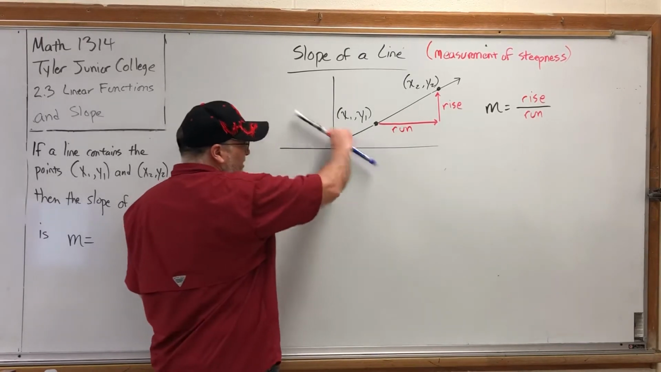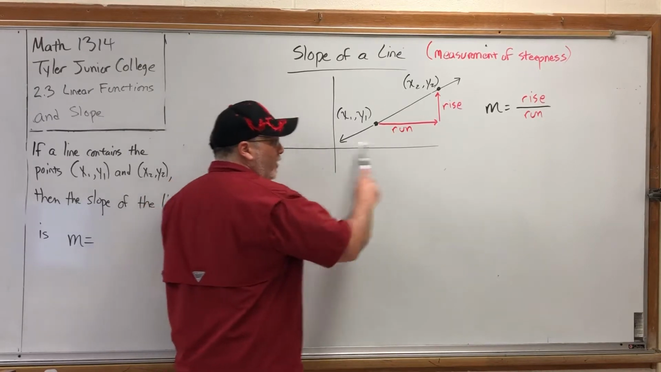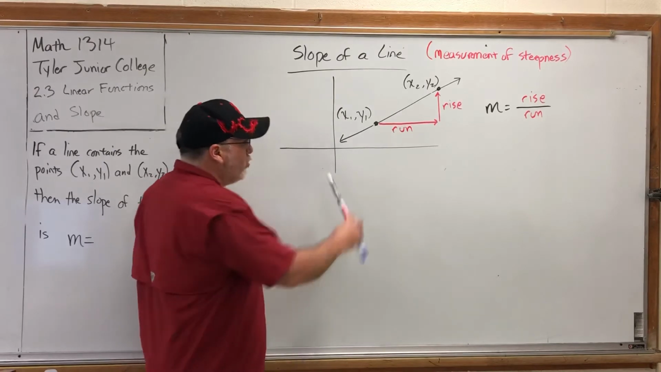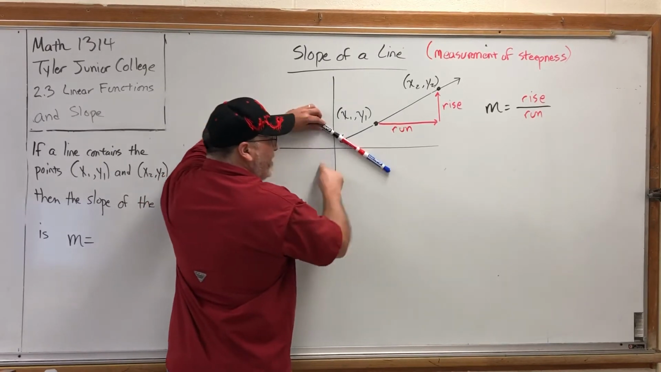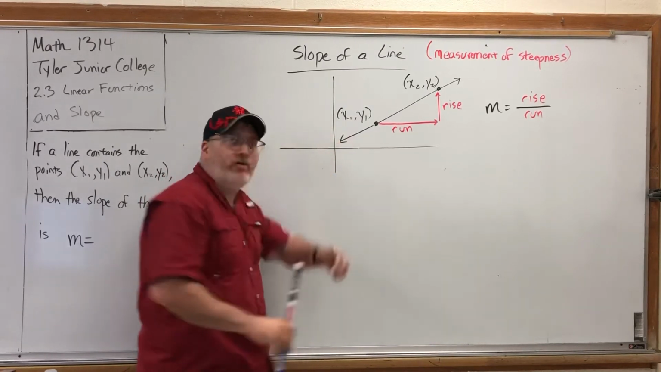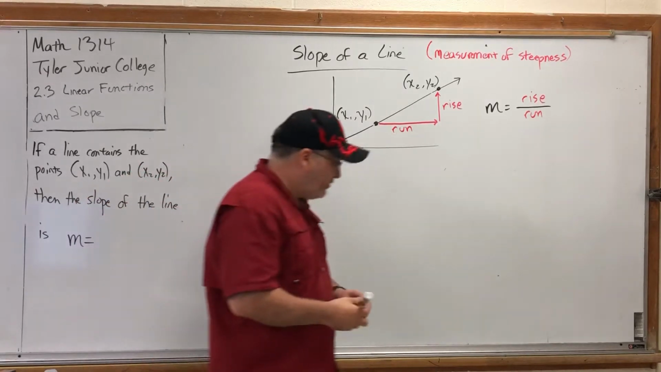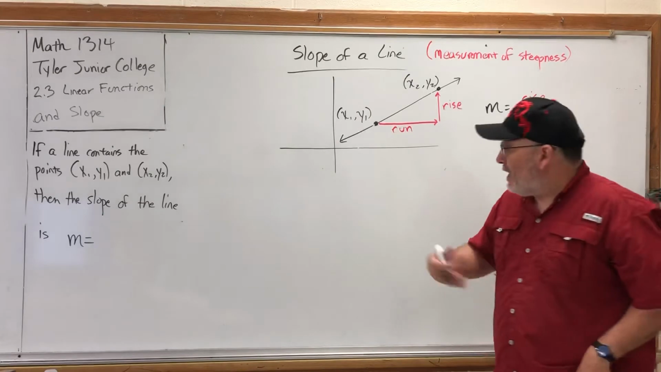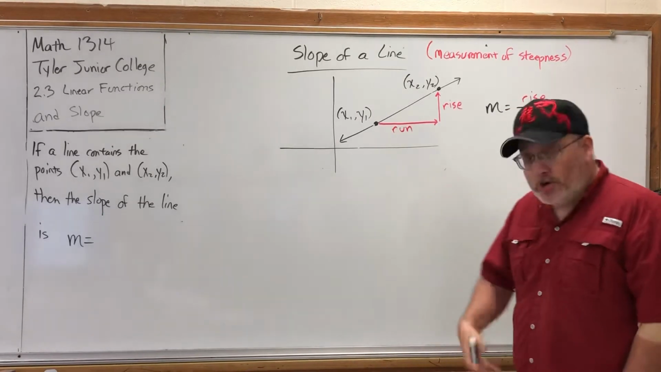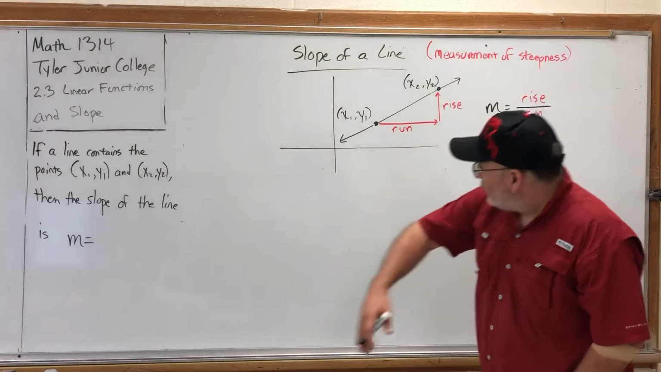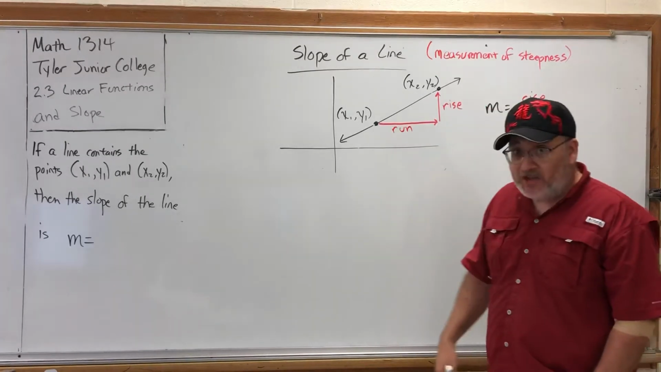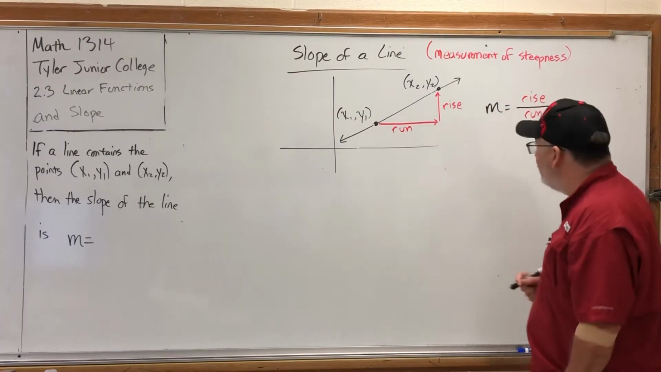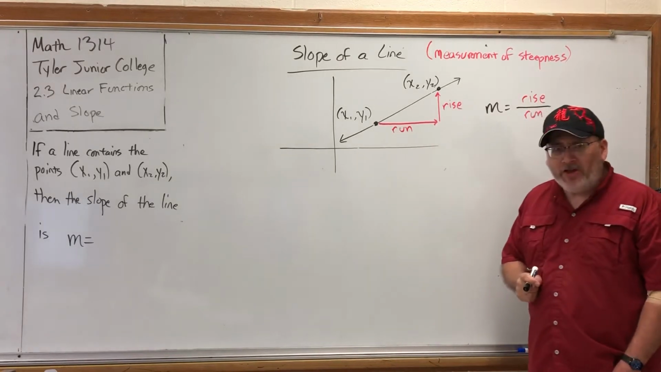Vice versa with a decreasing line, where if you run positive, you rise negative, and therefore their ratio is negative. Or if you went backwards, you would run negative, rise positive, and their ratio would still be negative. So this definition is nice because it does things that it should do if we're trying to measure steepness. The steeper you are, the greater your slope. If your line is increasing, we would expect a positive slope, and if your line is decreasing, we would expect a negative slope.